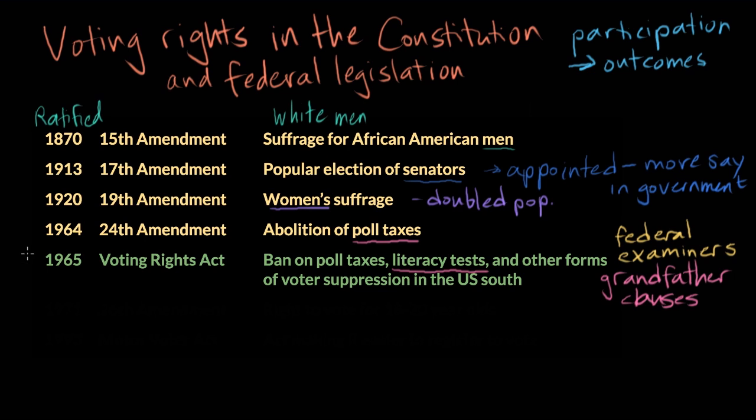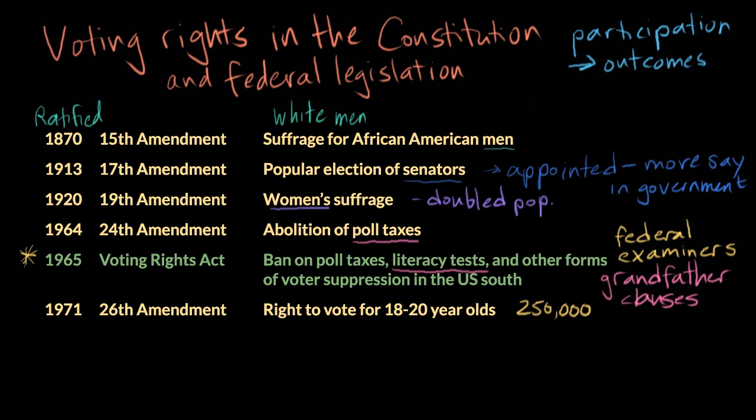And this effort was enormously successful. By the end of 1965, 250,000 new African American voters had been registered in southern states. So imagine how all of these new participants might change legislative outcomes. Okay, there are two more things I'd like to discuss. Now, one aspect of voting rights you might not have heard of is that until 1971, when the 26th Amendment was ratified, you had to be 21 years old to vote.